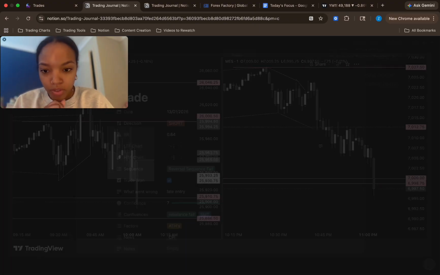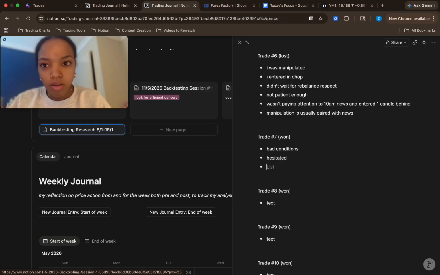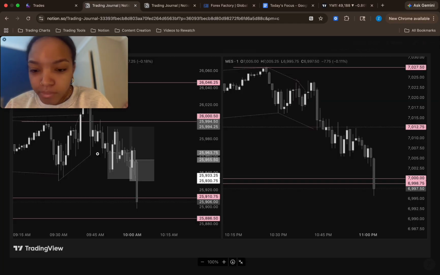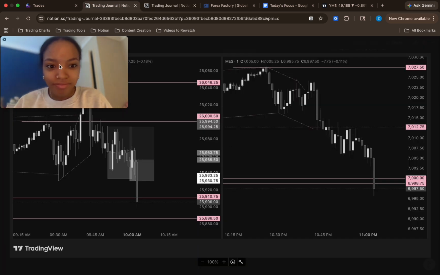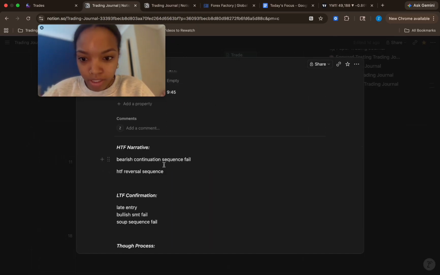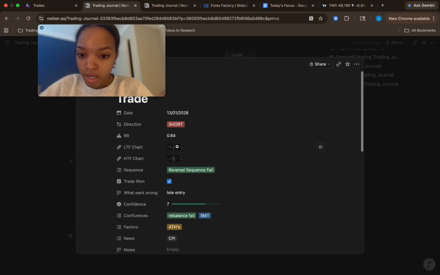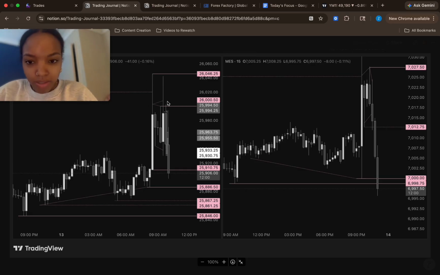I remember this trade. Hold on. So I hesitated. It had bad conditions. Because I'm so excited for my focaccia. What was our high time frame narrative? Why were we bearish continuation sequence fail? High time frame reversal sequence. So why are we shorting? Okay, so we had that reversal sequence at the high. And I'm guessing.